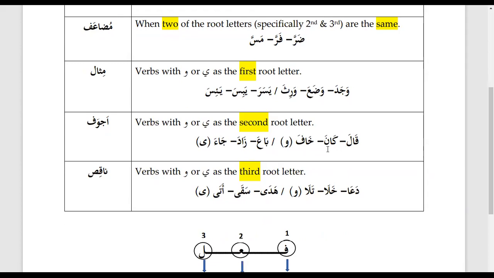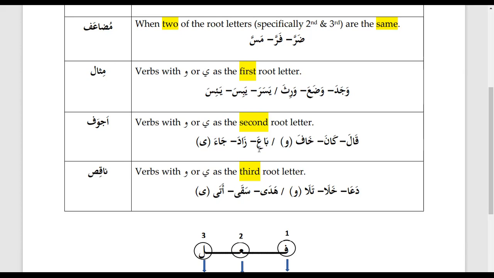Kana: kaf, waw, noon, kawana. Qaf, waw, noon, and the waw has been replaced with alif. Khafa: kha, waw, fa, this is also khawafa, so khafa. So what happened, as you can see here, I have put waw over here, so that means the root letter in the middle is waw, that has been replaced with alif.